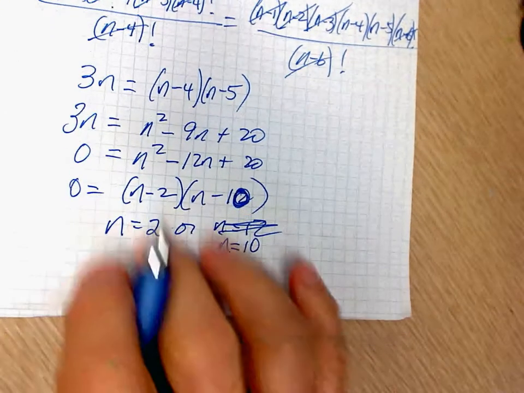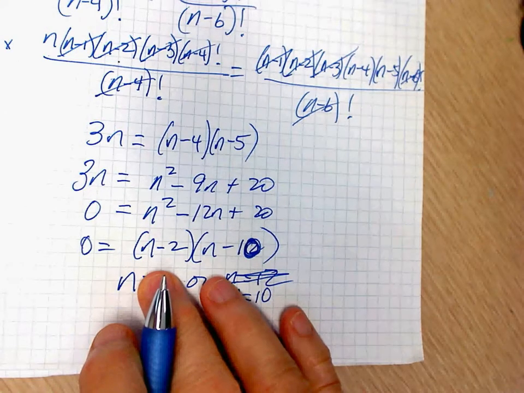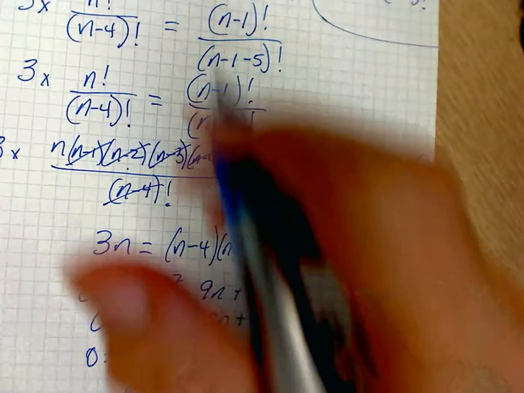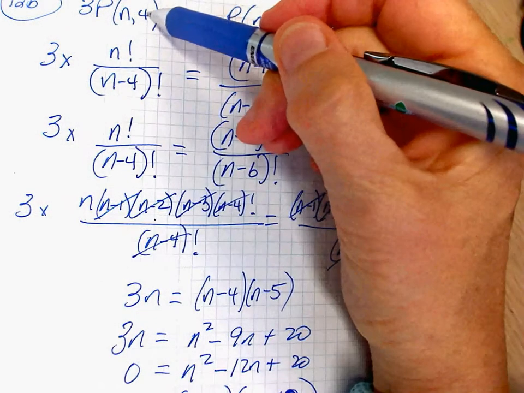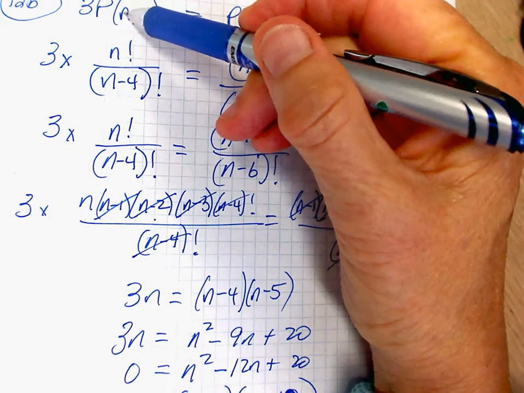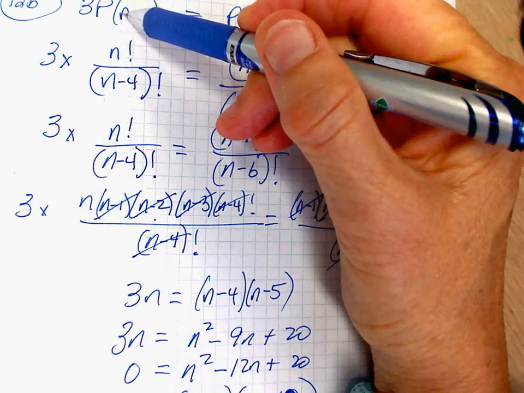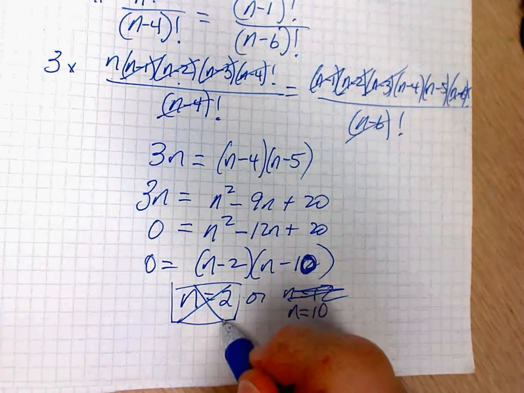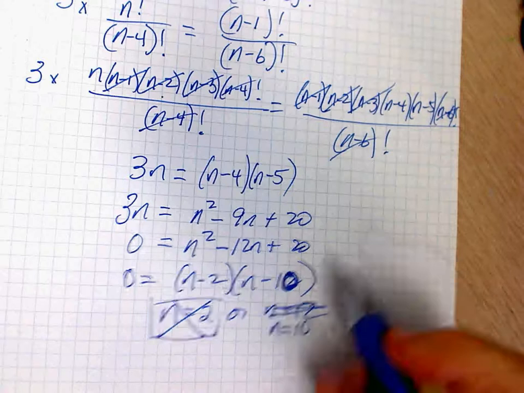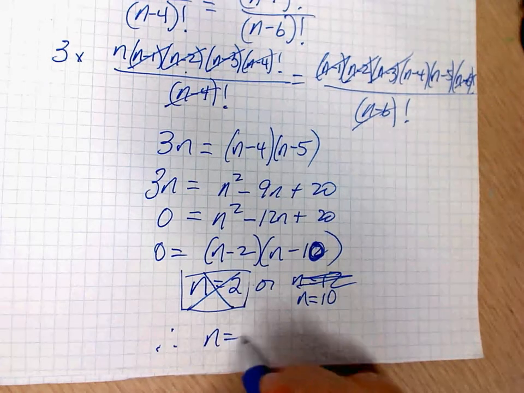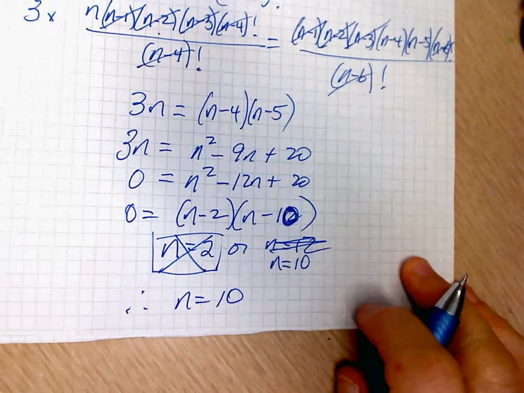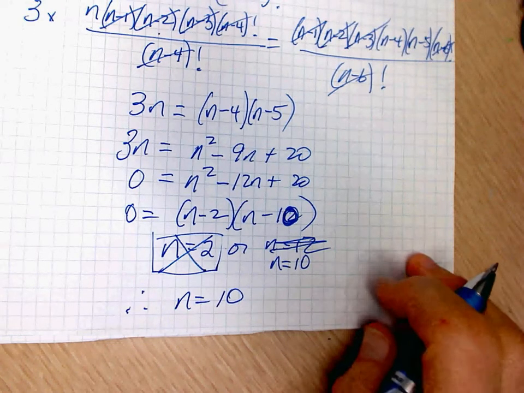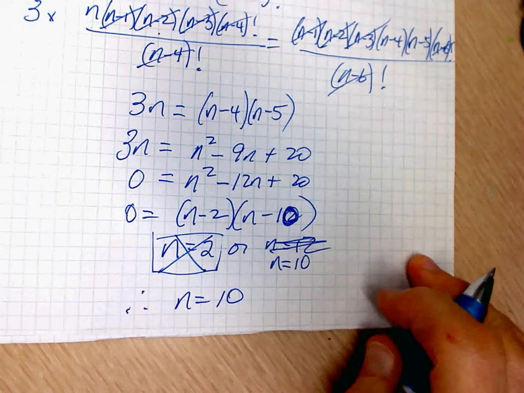So let's check. Our original question was, can we arrange, let's check n equals 2. Can we arrange 4 things if there's only 2 things to work with? No. So this is inadmissible, right? So therefore, n equals 10. Can I explain anything better? Is that okay?